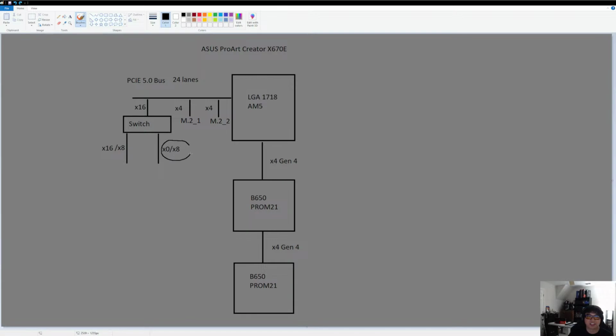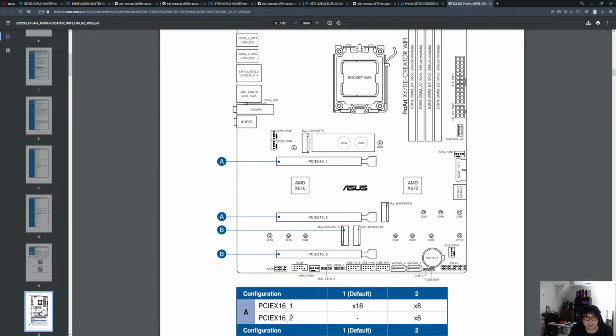If you have an X8 slot on the motherboard. So for example, if we go back to the motherboard block diagram, what that looks like physically is this. PCI X16-1. If the graphics card is installed up here and the second slot is completely empty with nothing plugged in, the graphics card gets a full 16 lanes.